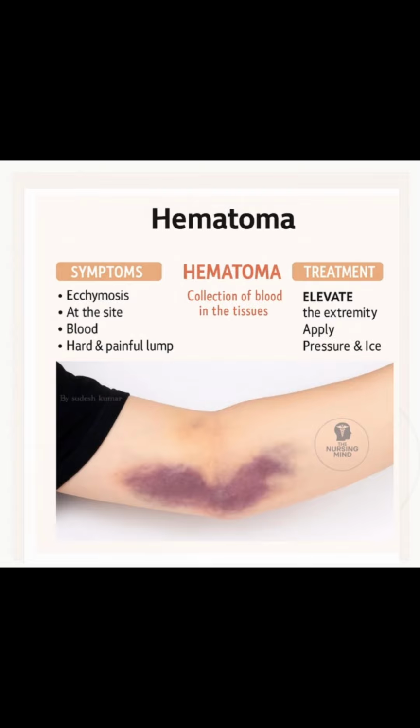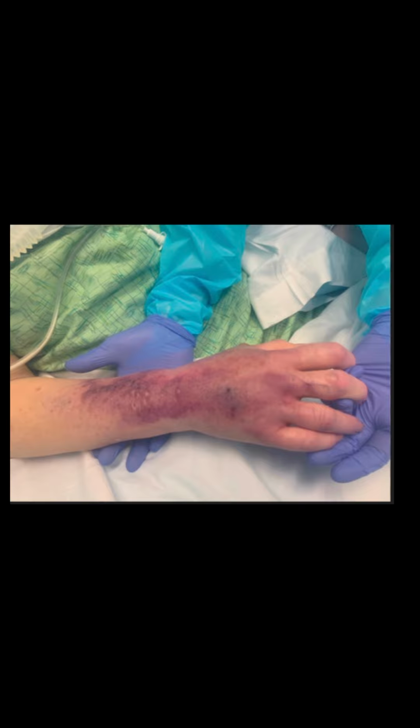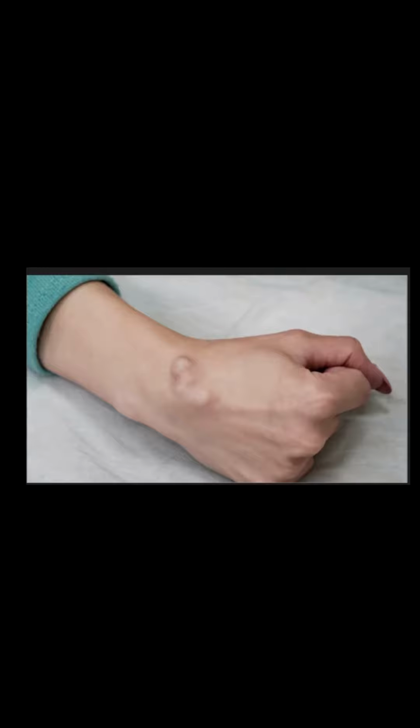The most common complication seen in the patient is hematoma. There is a collection of blood in the tissues, and the symptoms are ecchymosis at the site and a hard, painful lump. The treatment is to elevate the extremity and apply pressure.